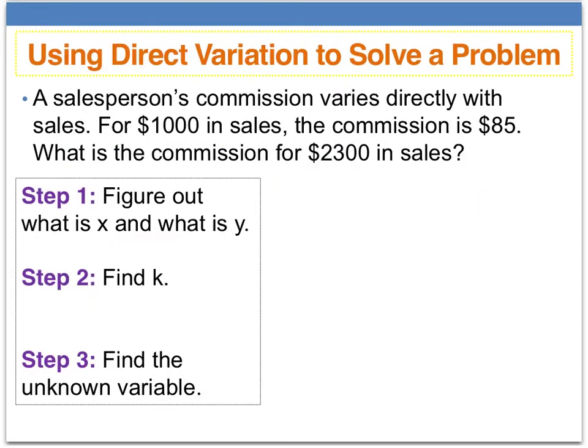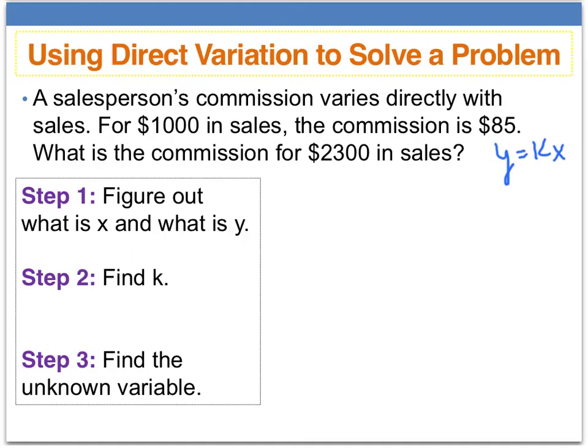So let's try to put direct variation in a real-world context to really understand what it's telling me. Let's say you're a salesperson and your commission varies directly with your sales, which means that y equals kx is a true relationship between your commission and your sales. So let's say that for $1,000 in sales, the commission you get is $85. And then we want to figure out how much you are going to make off of $2,300 in sales.